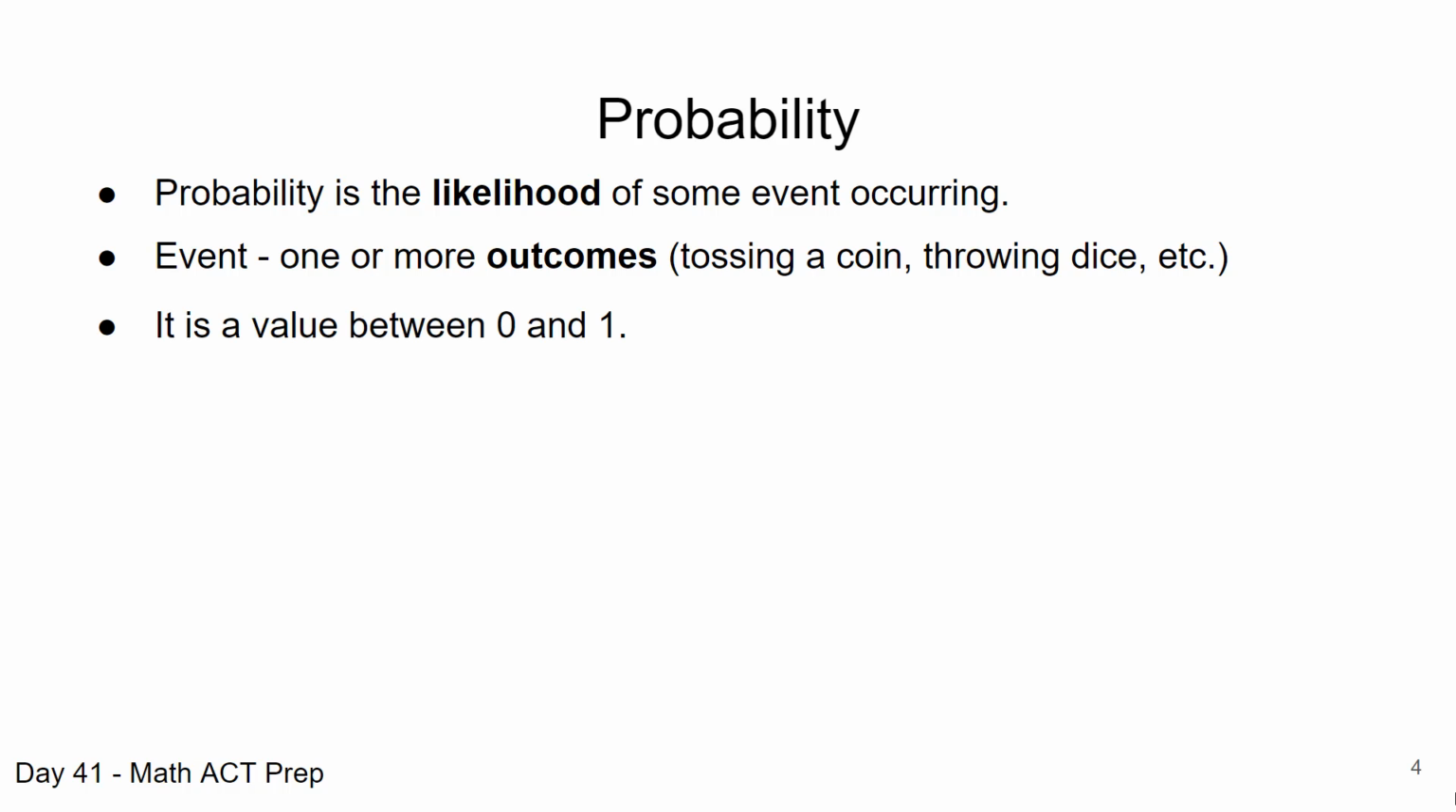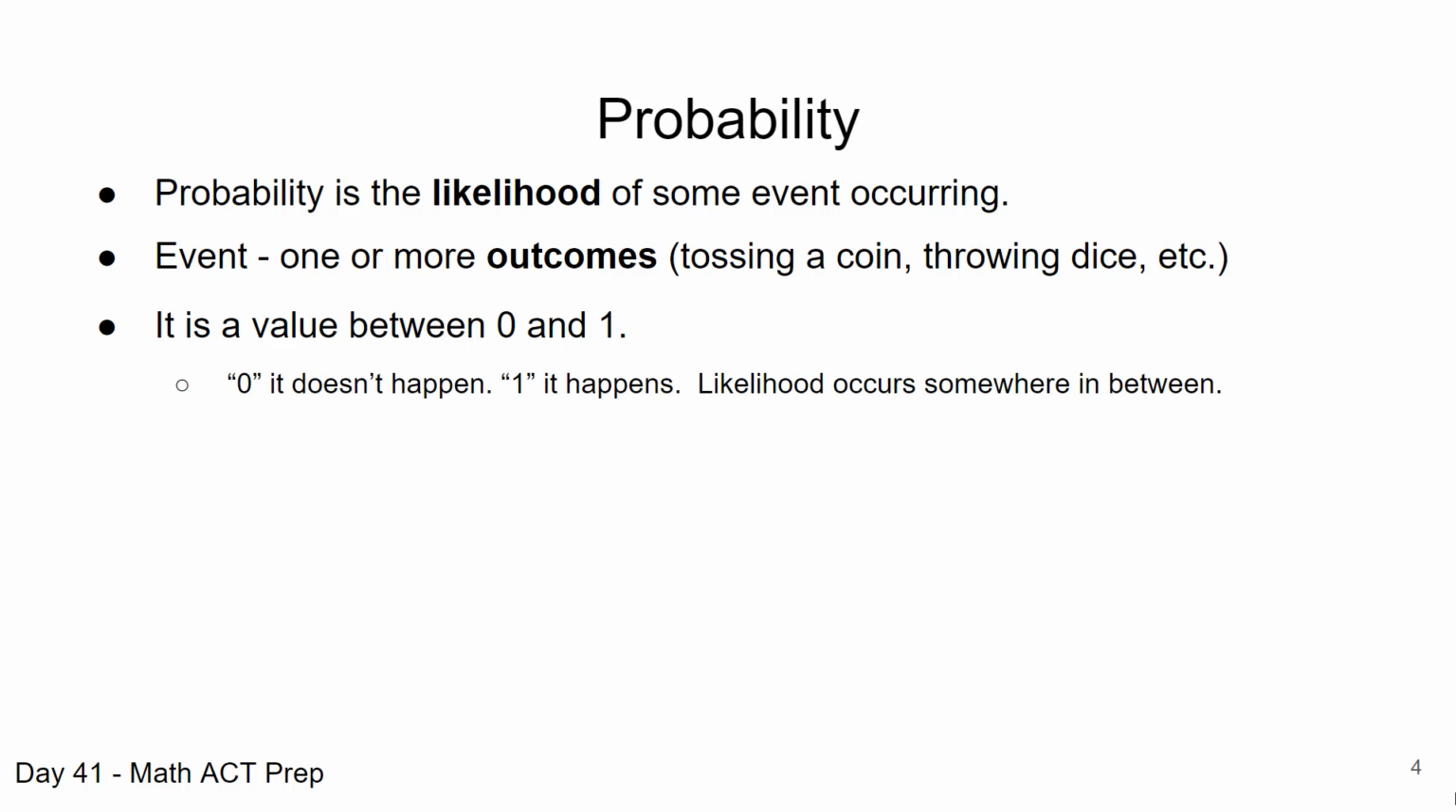It's a value between 0 and 1. And 0 means that it doesn't happen, it absolutely doesn't happen, with 1 being it absolutely happens. You may see these as percents, 0 and 100%, but if we're using decimal numbers, we're talking about 0 and 1. And the likelihood is going to take place probably somewhere in between there when we're talking about questions that we'll see on the ACT.